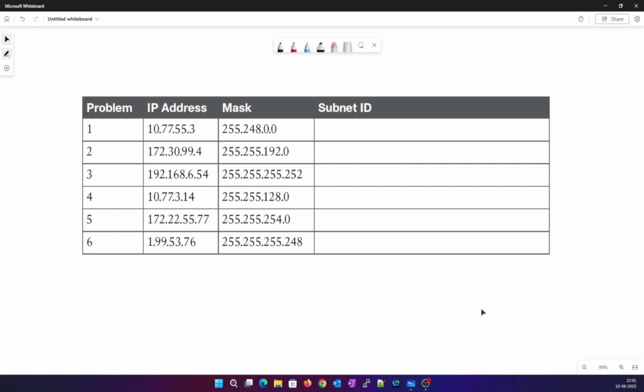Let us see how we can do that. I will try to make this math as easy as possible. So here let me take the example of the first IP address, that is 10.77.55.3, and the mask is 255.248.0.0.